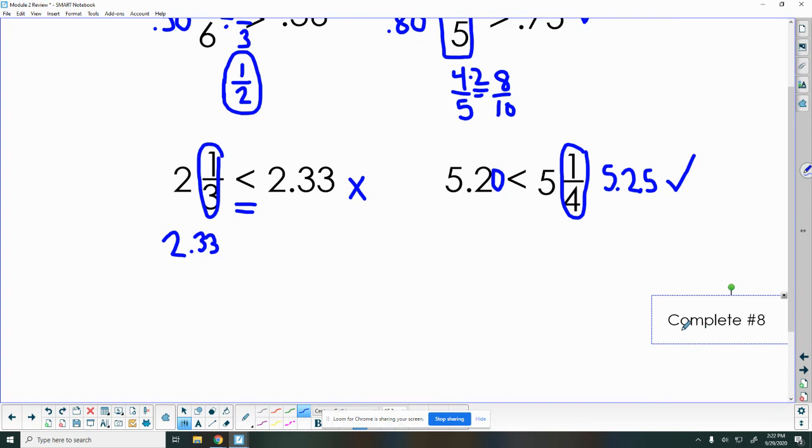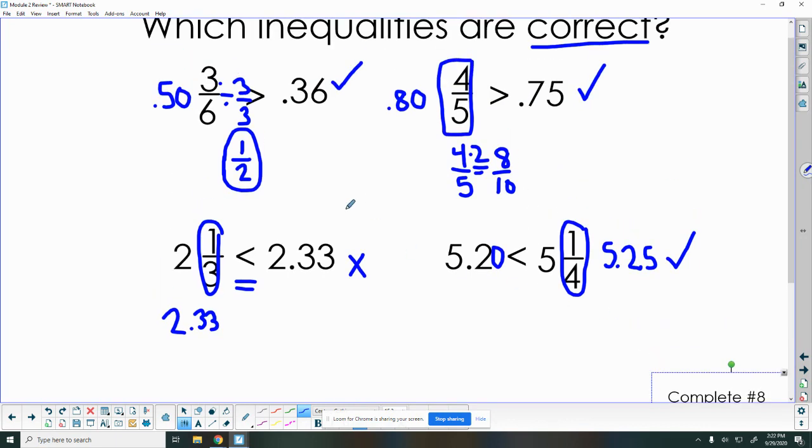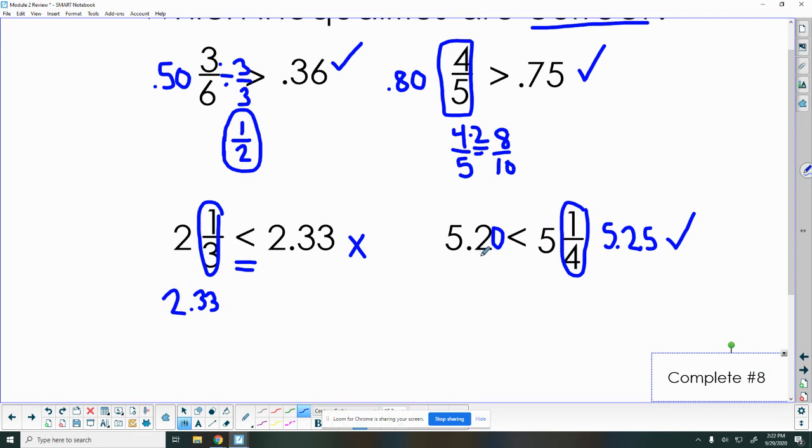So go ahead and pause, and you can turn decimals into fractions. You can turn fractions into decimals. Either way you want to work, but some way you need to prove and compare them. Don't just guess. Prove it by turning either a decimal to a fraction or a fraction to a decimal. So pause and do number 8.